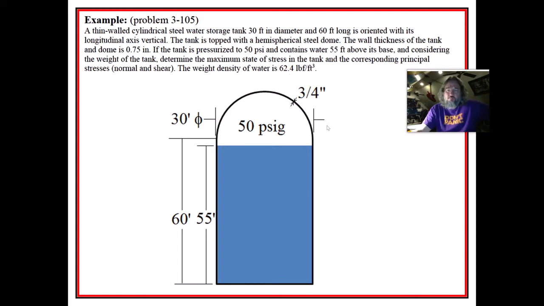And the problem in the book doesn't show you what this looks like. You have to kind of imagine it. But this is the big idea, right? It's a tank. It's got a cylindrical part, and it's got a hemispherical dome on it. They told you it's 60 feet tall, but it's only got 55 feet of water in it. And it's 30 feet in diameter. That's not the diameter symbol, but I put it in there anyway. And it's got 50 psi of air inside up here, and the thing is 3/4 of an inch thick everywhere.